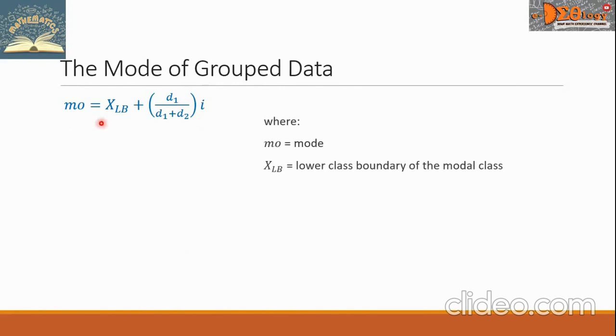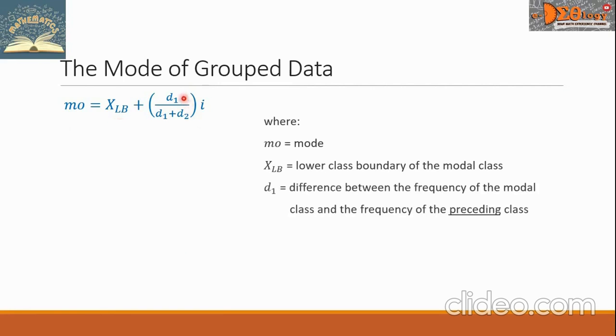Let us study now the mode of grouped data. This is the formula. MO equals x sub LB plus the fraction whose numerator is d sub 1 over the denominator, which is the sum of d sub 1 plus d sub 2. And this fraction is multiplied by I. The MO is the mode. The x sub LB is the lower class boundary of the modal class.